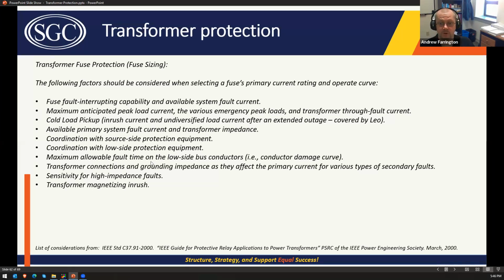The maximum amount of fault time on low side conductors. So if you had a cable that came off the low side of your transformer, you might want to look at the cable damage curve. It's similar to a transformer damage curve. The transformer connections, this is talking about whether it's a delta or a Y, and if there's a grounding impedance, you want to consider that. Sensitivity for high impedance faults and transformer magnetizing inrush.